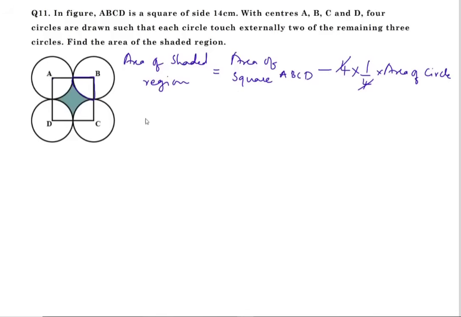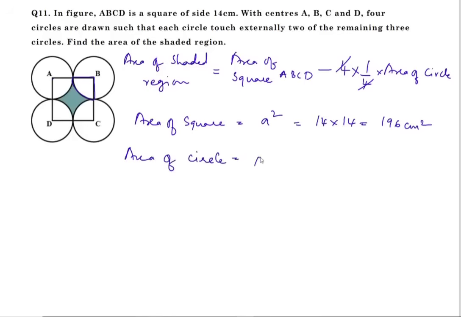What is area of square? Area of square equals length into length, that is a square. What is the length of AB? 14. 14 into 14 is what? 196 centimeter square.